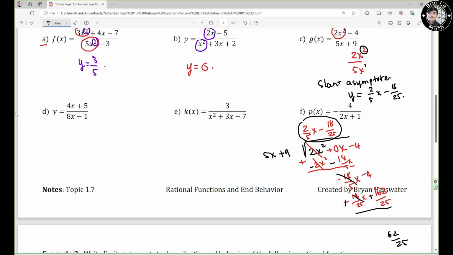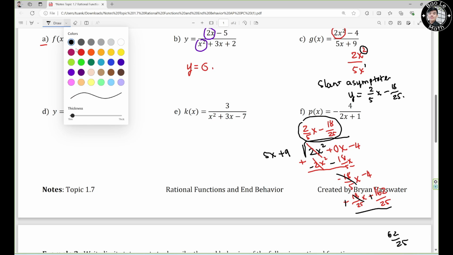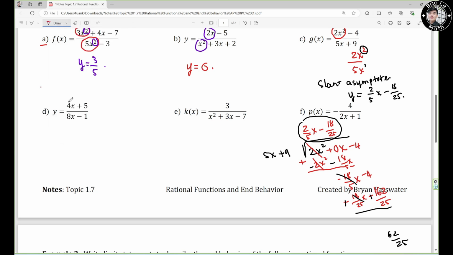Alright, so let's move on to the next one. We have the leading term on the top, which should be 4s. The leading term on the bottom should be 8s. Since this guy and this guy have the same degree, 1, the horizontal asymptote is going to be 4 over 8, which is 1/2.